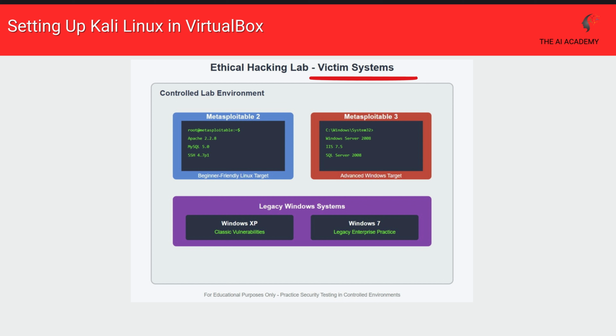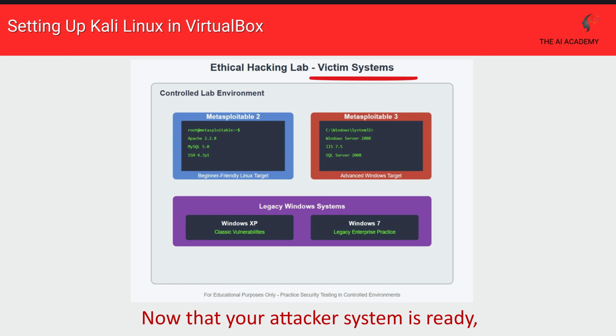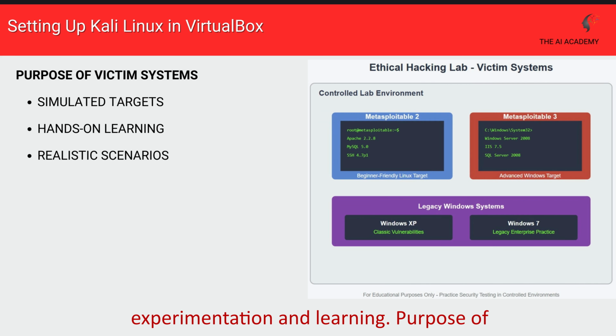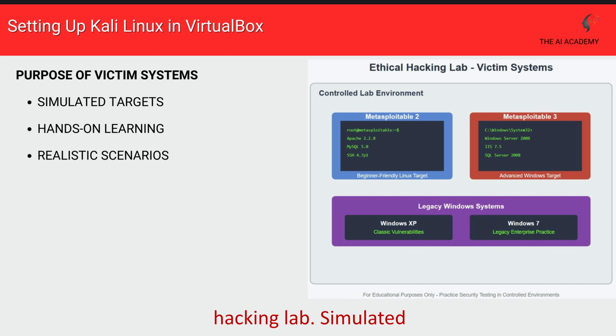Victim systems. Now that your attacker system is ready, it's time to set up the victim systems. These are the targets you'll practice hacking on in your lab environment. Victim systems are intentionally vulnerable, making them perfect for safe experimentation and learning. Purpose of victim systems: they serve a crucial role in your ethical hacking lab.